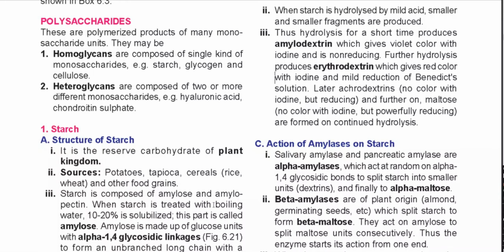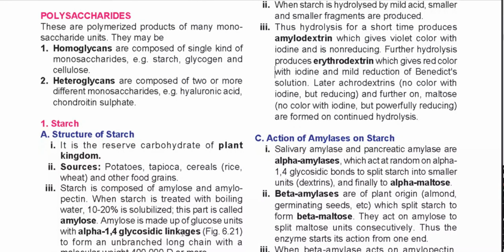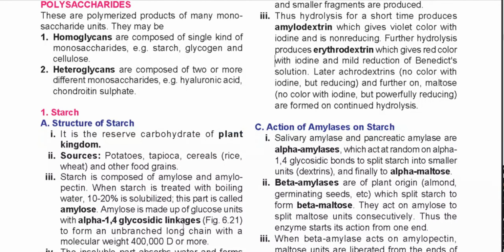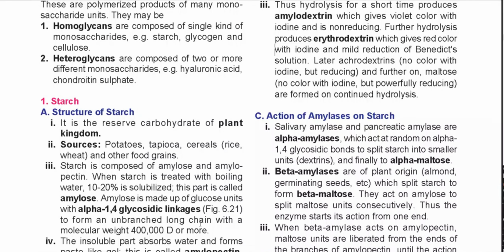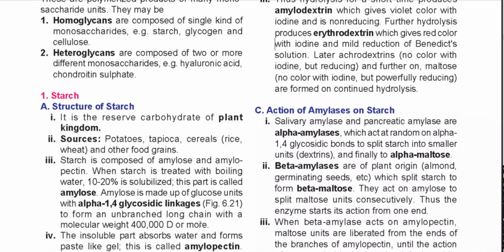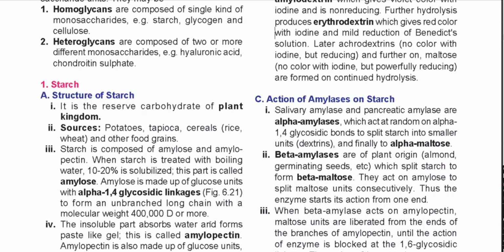When starch is treated with boiling water, 10 to 20% is solubilized, and this part is called amylose. Amylose is made up of glucose units with alpha 1,4 glycosidic linkage forming an unbranched long chain, with a molecular weight of about 4 lakh Dalton or more. The insoluble part absorbs water and forms a paste-like gel, which is called amylopectin. So we know that amylose and amylopectin are both present in starch.